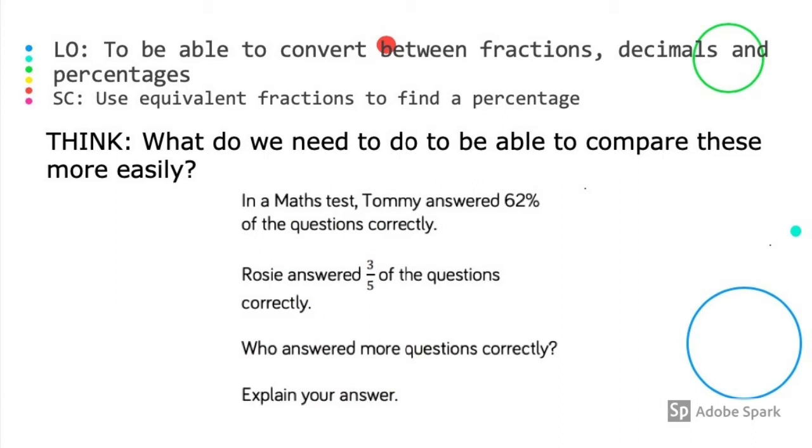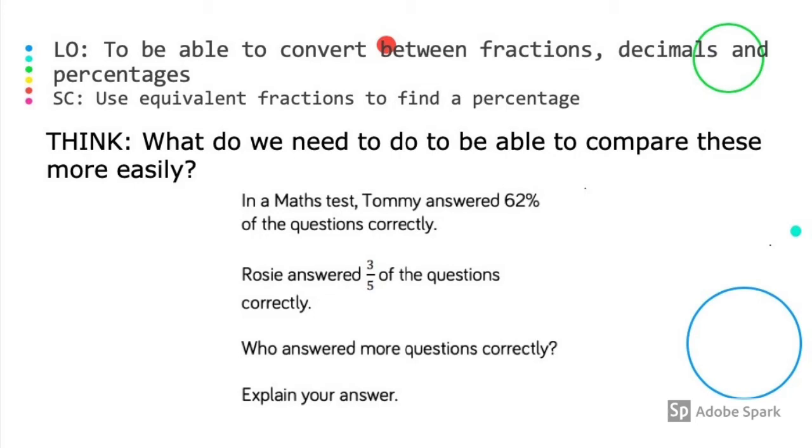We've now got a think question. This asks us, in a maths test, Tommy answered 62% of the questions correctly. Rosie answered 3/5 of the questions correctly. Who answered more questions correctly? And explain your answer. Now there's a bit of an issue here because this question is asking us to compare a fraction to a percentage, and that's quite difficult. So what could we do to be able to compare these more easily?